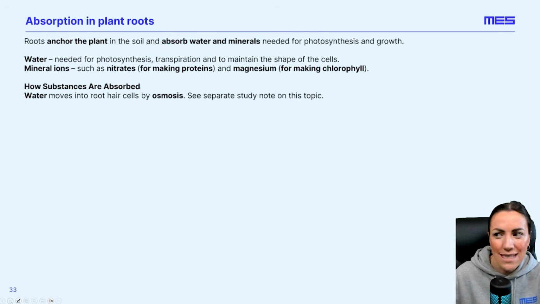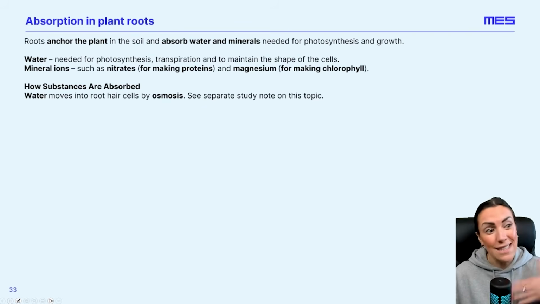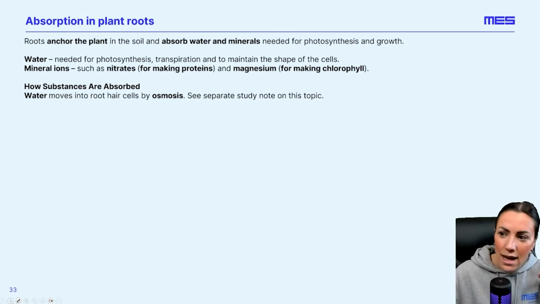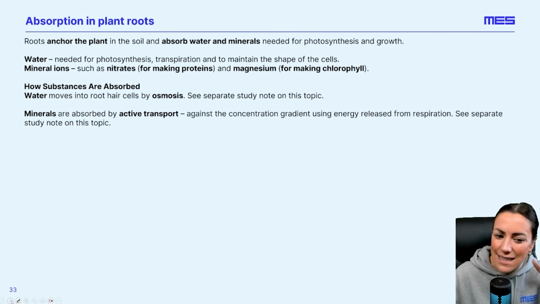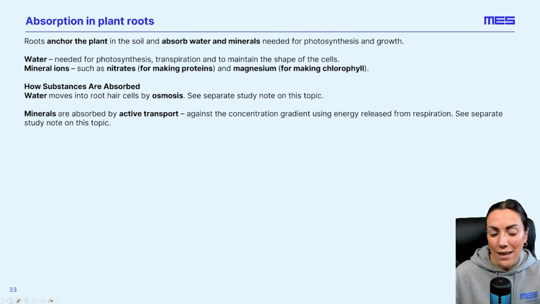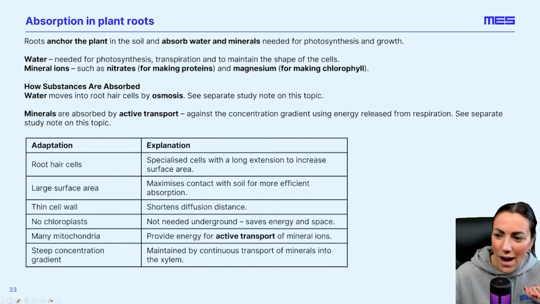So how are these substances absorbed? Well, it's not quite diffusion. Water is actually moved into the roots by osmosis. But osmosis is diffusion. It's just diffusion of water. Minerals are absorbed usually by active transport against the concentration gradient, because there's usually a lower concentration of mineral ions in the soil than in the plant's root cells. Now, active transport does require energy from respiration to move those minerals against their concentration gradient. We're going to be covering osmosis and active transport in a second, so hang fire.